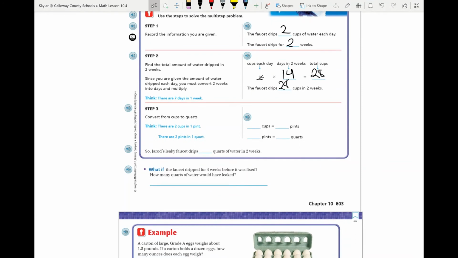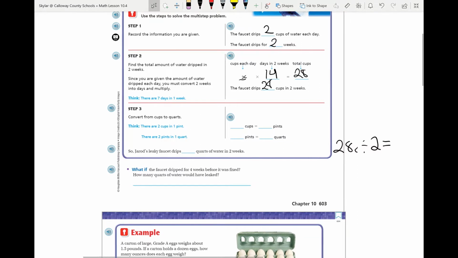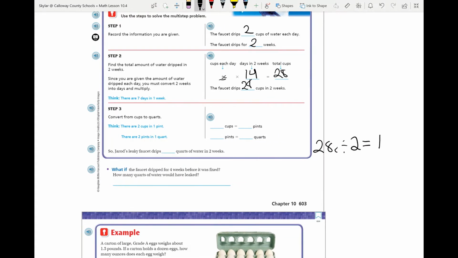How many quarts of water dripped from the leaky faucet? So now what we need to do is convert those cups into quarts. Yes, you can go straight from cups to quarts, but let's not skip any steps. Let's not move too fast. Let's make sure we just do it one thing at a time. Use those charts. And that chart will say we can go from 28 cups to pints. There's 2 cups in a pint, so we can divide. Since we're moving to a bigger unit, we'll have to divide. And that will give us 14 pints.